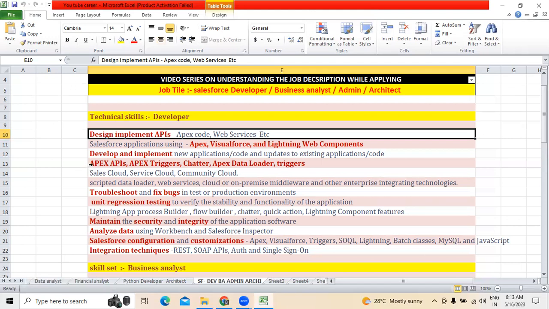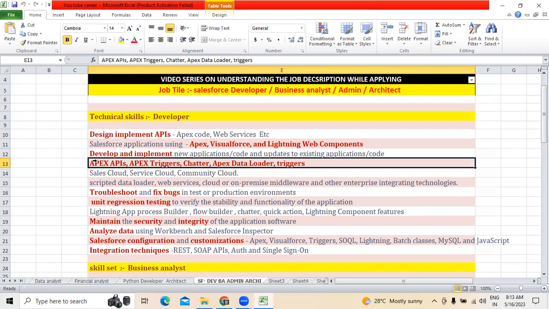Apart from that, one should have an idea about Apex APIs, followed by Apex triggers, and at the same time batch Apex, Apex Data Loader, triggers, all that. This knowledge is also required for a developer.